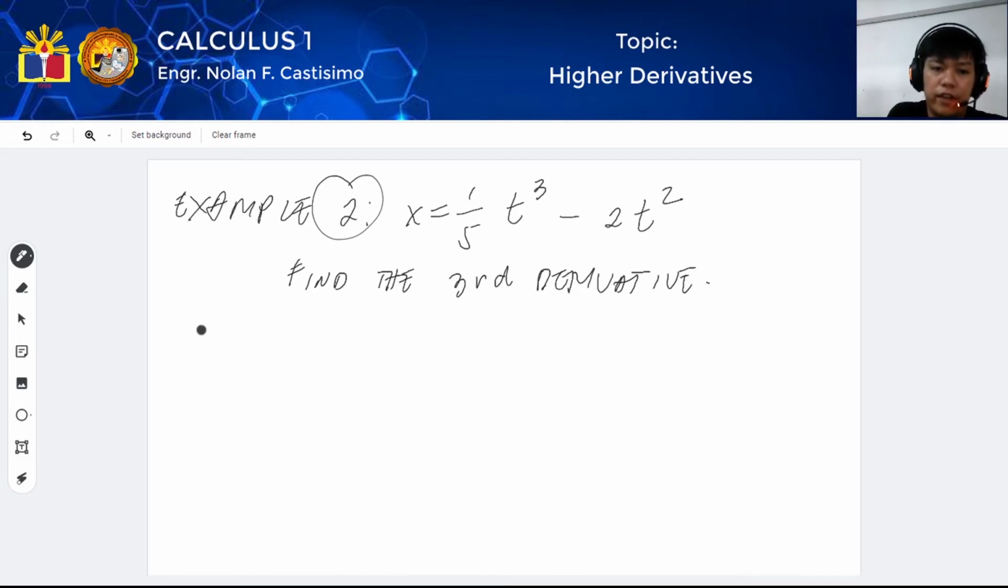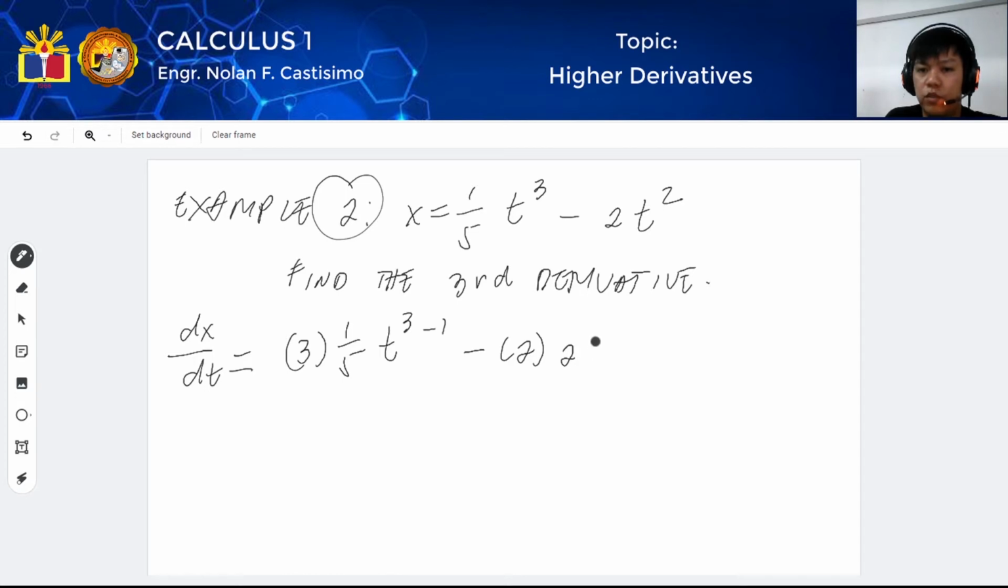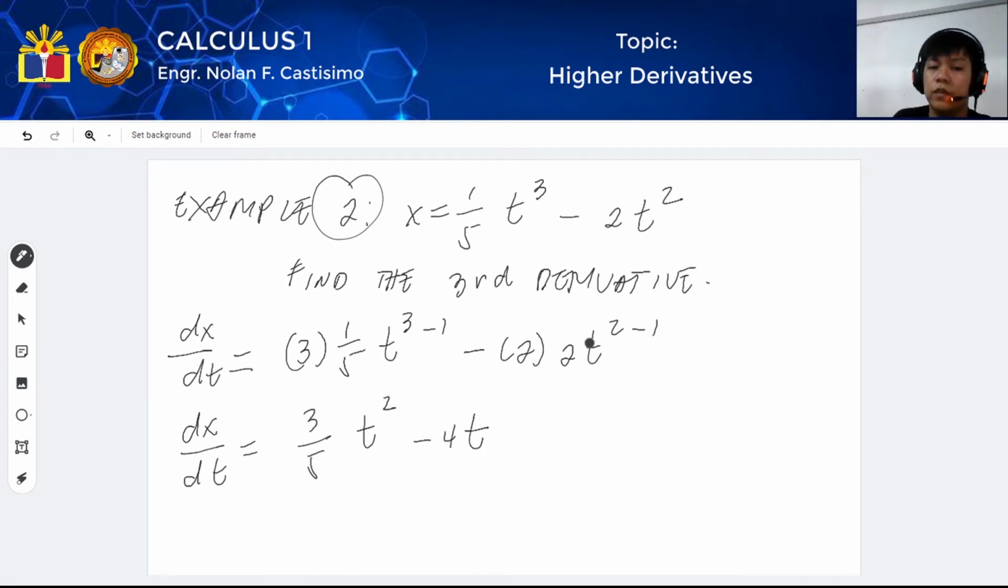So, let's say we have dx over dt is equivalent to 3 times 1 over 5 t cubed minus 1 minus 2 times 2t raised to 2 minus 1. So, simplify natin. dx over dt is equivalent to 3 over 5 t square na lang minus 4t. Okay? Yan. So, 2 minus 1 is equivalent to 1. So, ito na yung first derivative natin. Ngayon, kukunin naman natin si second derivative, which is d square x over dt square. Lagyan natin ng mark na first derivative dito. First derivative.